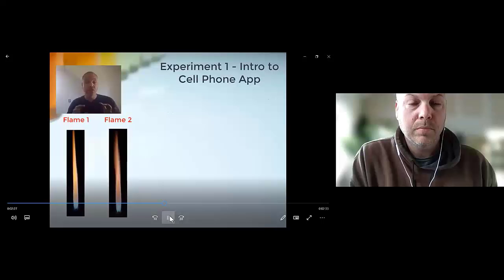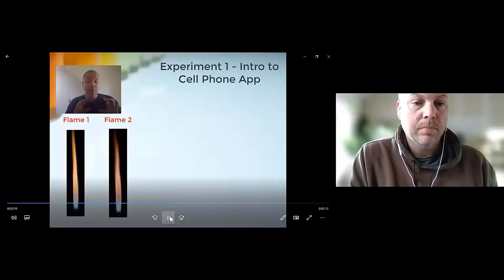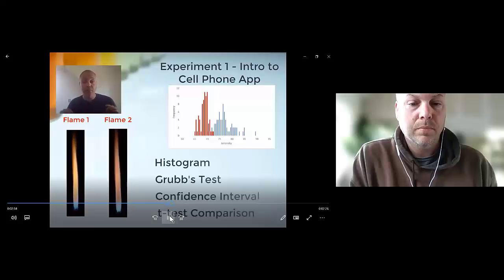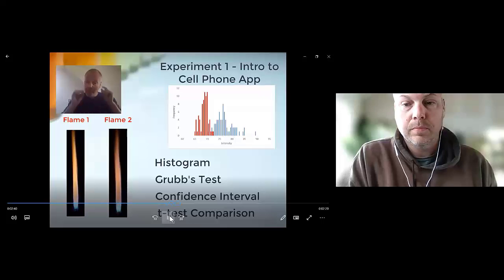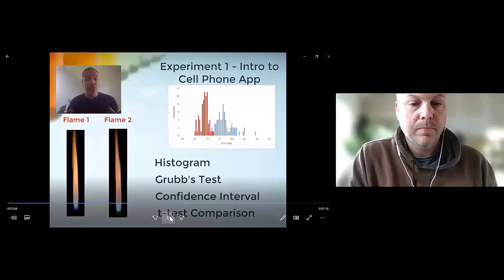Experiment 1 consisted of students using their LuxMeter app to be able to compare the intensity from 2 different flames associated with calcium emission. The 2 different flames were generated from slightly different calcium concentration solutions that to the eye seem basically the same. Using the large data pools that the students collected for the 2 different flames, the students did a variety of different statistical techniques that we use in analytical chemistry.